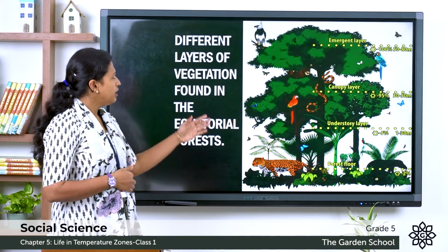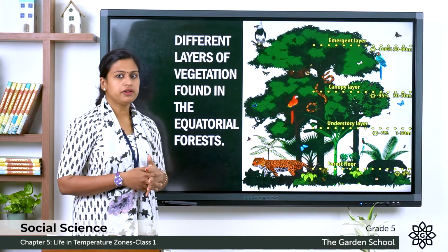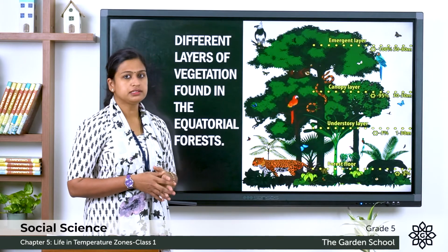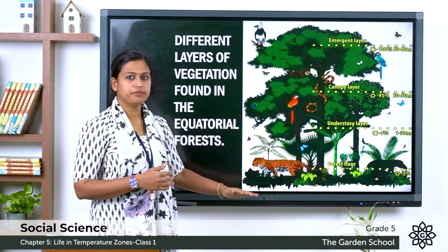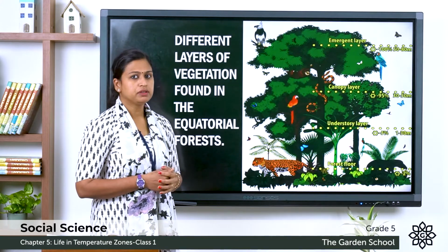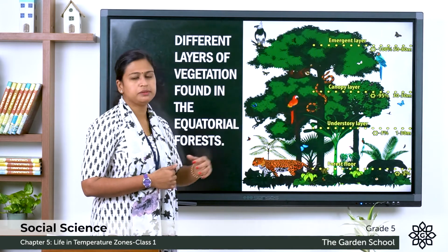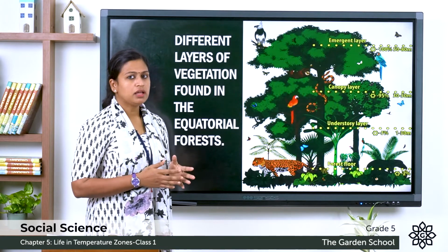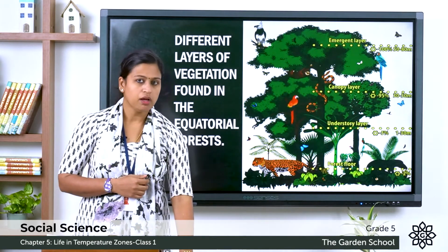Now, these are the different layers of vegetation found in equatorial forest. So, the first layer is forest floor. Second is the understory layer and the height is about 1 to 30 meters from the ground level. Third is the canopy layer and the height is about 30 to 50 meters from the ground level. Finally, we have the emergent layer. The height is about 50 to 80 meters. Now, we will discuss them one by one.